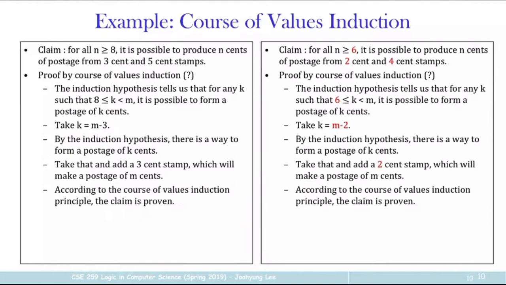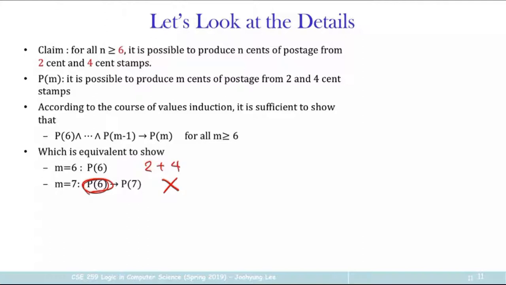Let's go back. If we want to apply the same reasoning, what could have been helpful is not P of 6. We need the induction hypothesis to be P of 5. If you can create 5-cent postage, then you can create 7-cent postage. But according to the course-of-values induction that starts with n equals 6, we cannot assume P of 5. P of 5 is not at your hand. In fact, this is the case where the reasoning fails. Even if you can create 6-cent postage, which happens to be true in this problem, it does not help you to create 7-cent postage. The reasoning that you create a minus 2-cent postage and then add a 2-cent stamp does not hold for this step.